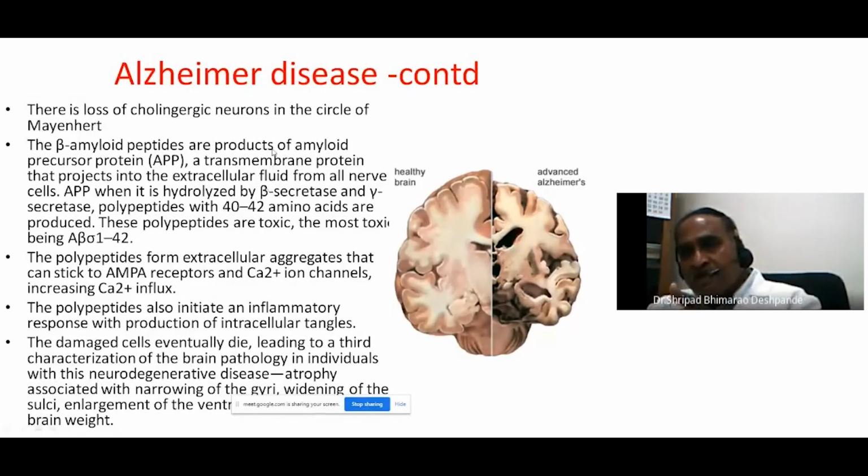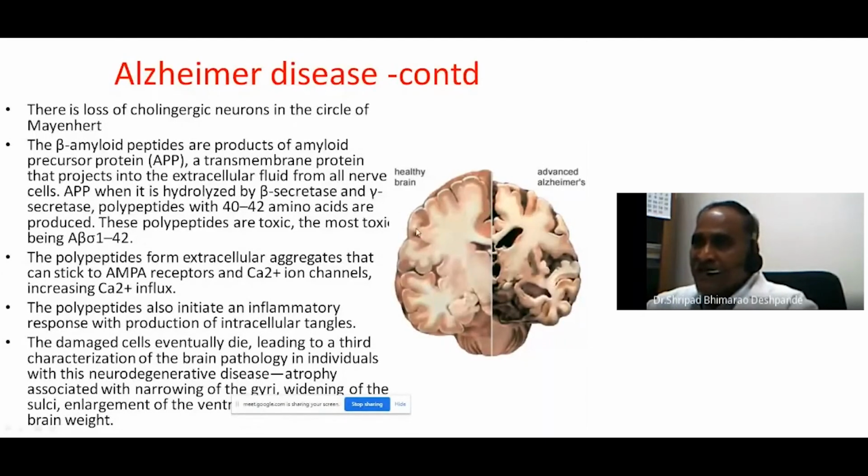So that means by two counts, the neuronal cells are killed or dying. That results in the loss of the neurons. And in addition, there is an inflammatory response, and this is what happens in case of Alzheimer's disease.